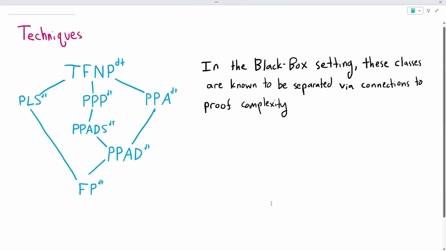So in the black box setting, all of these TFNP classes that I laid out, separations are known. If there are lines between the complexity classes on the left, these are strict containments. And if there are no lines, then that means there is no containment in either direction. And we know these containments and separations to be true via proof complexity.